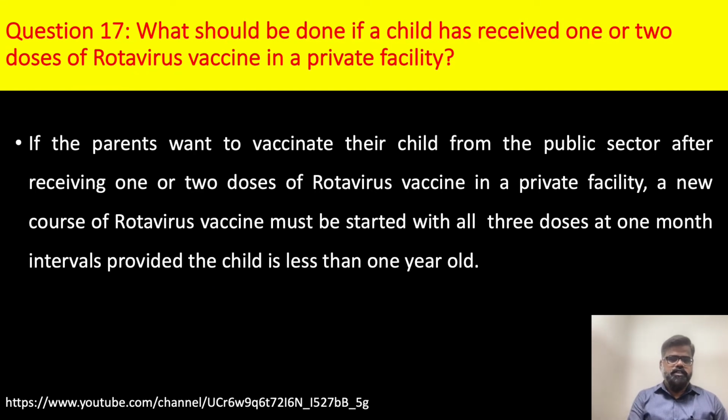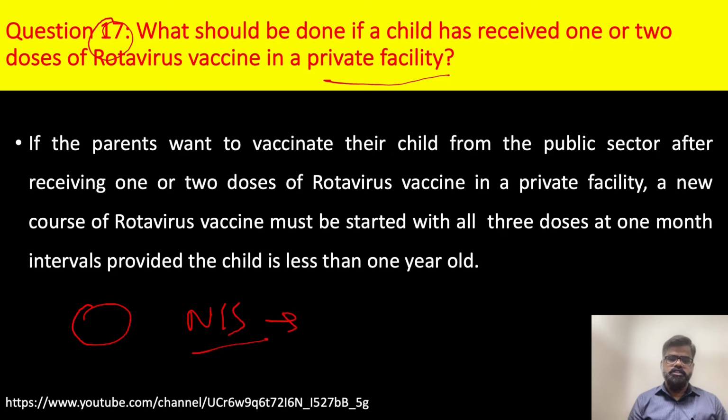So let's take the next question. The next question says, what should be done if a child has received 1 or 2 doses of rotavirus vaccine in a private facility? Now, if any beneficiary has taken rotavirus vaccine in a private facility and then comes back to a public facility and says that I want to complete my doses, so what is the golden rule? The golden rule is, let's treat that beneficiary as a new beneficiary and follow the national immunization schedule.